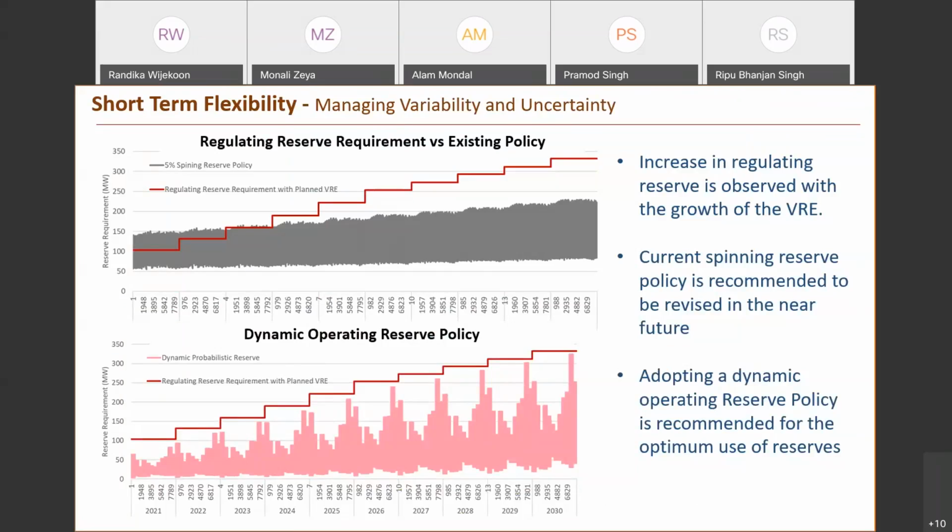And these regulating type of reserves are expected to increase there because of the VR integration, and we have assessed how much regulating reserves we need at the time to come, and what are the changes required for operating reserve policies in years to come. And also we have suggested adopting dynamic operating reserve policies so that we can use these reserves in a much more optimum manner.